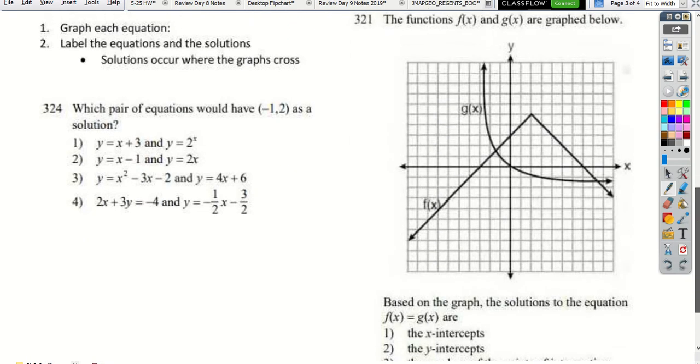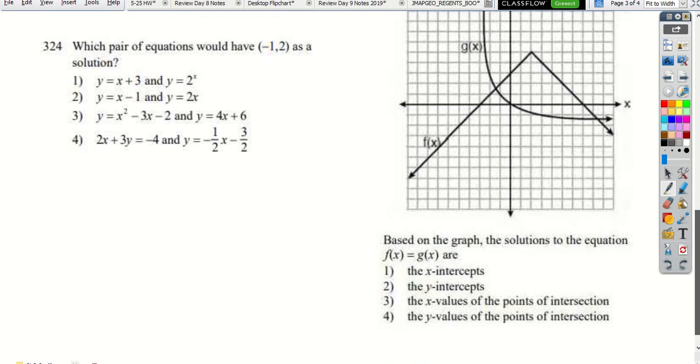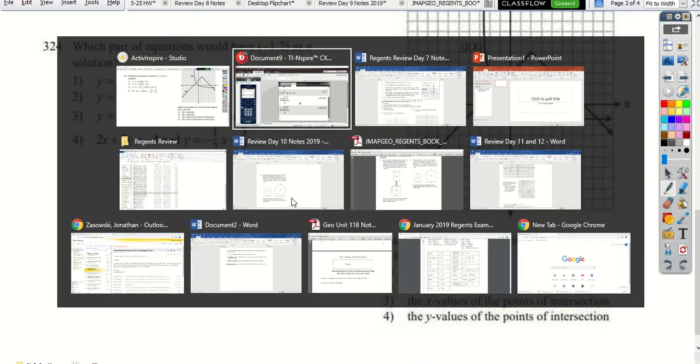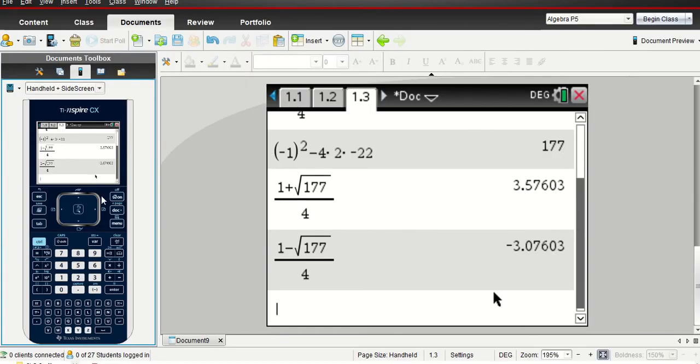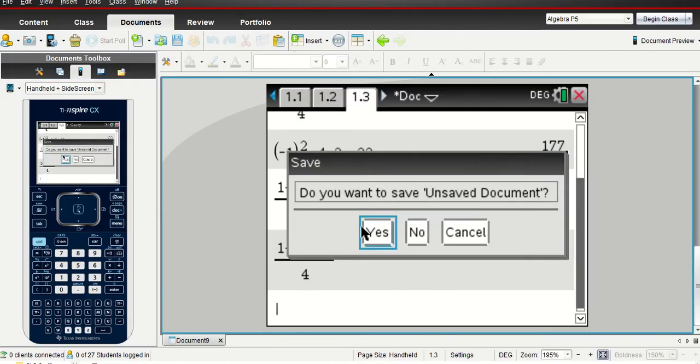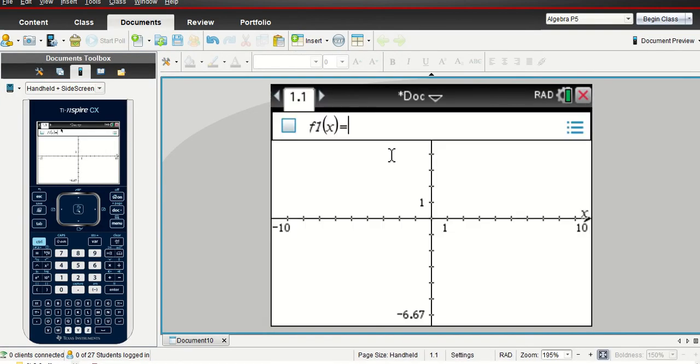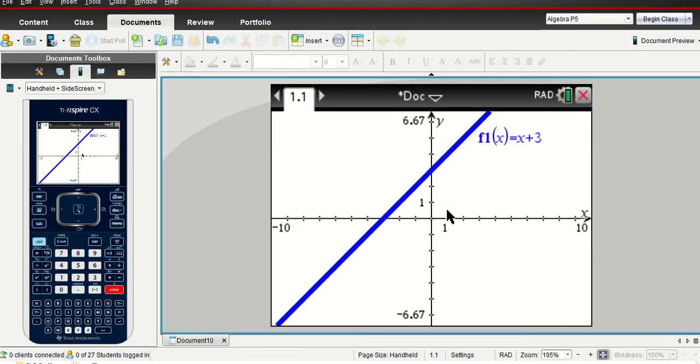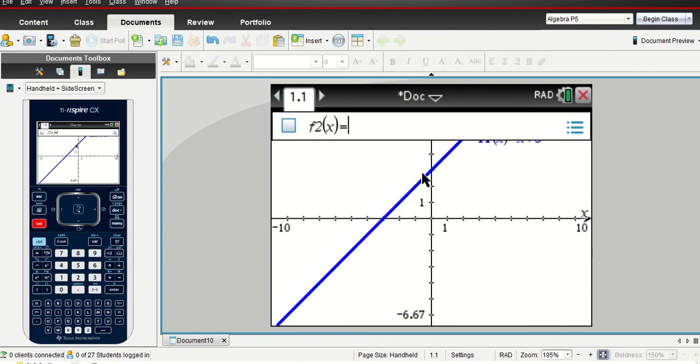All right. Which pair of solutions have negative 1, 2 as a solution? So, guys, like we talked about before, just take your calculator, okay? We'll do new document. Don't want to save. There's my graph. The first one is x plus 3. The second one is y is equal to 2 to the x. Okay, so tab first, and then 2 to the x.